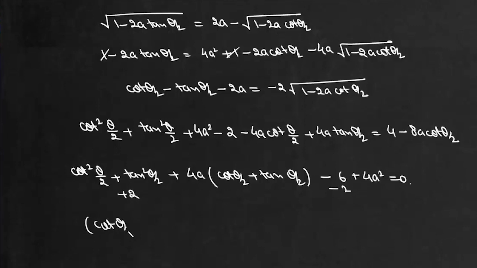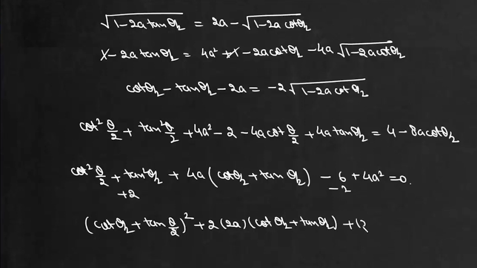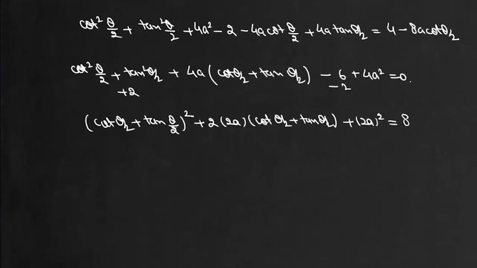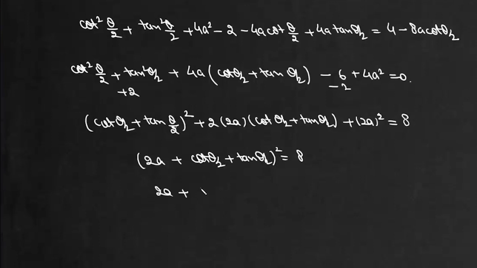Now what we'll do is add 2 and subtract 2, so we can write this as cot theta by 2 plus tan theta by 2 whole square plus 2 into 2a cot theta by 2 plus tan theta by 2 plus 2a whole square, and it'll be equal to 8. Now this is a square plus b square plus 2ab, so we can write this as 2a plus cot theta by 2 plus tan theta by 2 whole square, it is equal to 8, or 2a plus cot theta by 2 plus tan theta by 2 is equal to plus or minus 2 root 2. And since a is positive and these angles theta by 2 are acute, we are going to consider only the positive value. So this is 2 root 2.